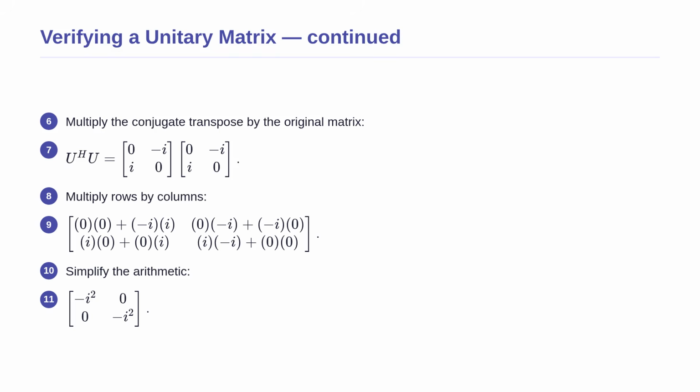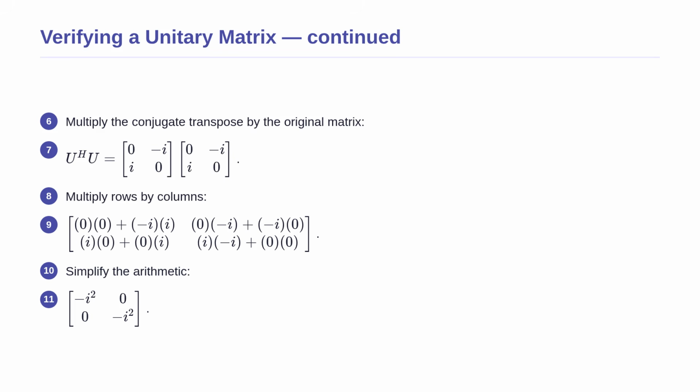Continuing with our verification, we now set up the multiplication. We place our conjugate transpose U^H and our original matrix U side by side. We multiply the rows of the first matrix by the columns of the second matrix. This step requires careful attention to the negative signs and the imaginary units, so we write out every single multiplication step to avoid careless errors. When we simplify the arithmetic, the cross terms involving 0 completely disappear. This leaves us with zeros in the top right and bottom left positions and the term negative I squared on the main diagonal.